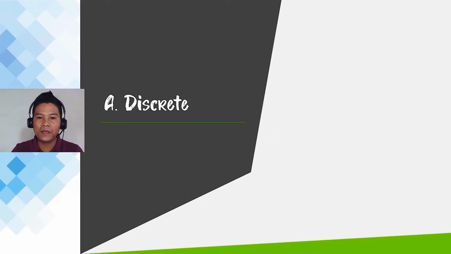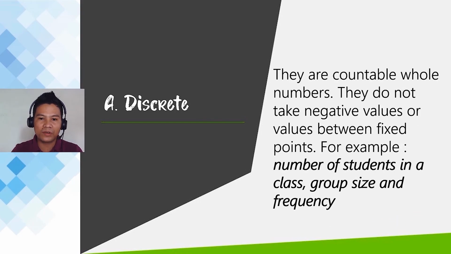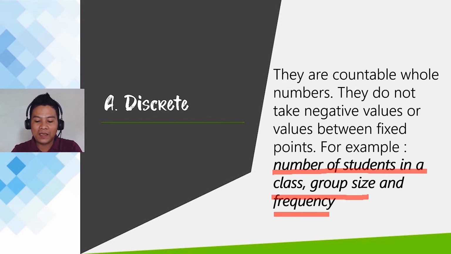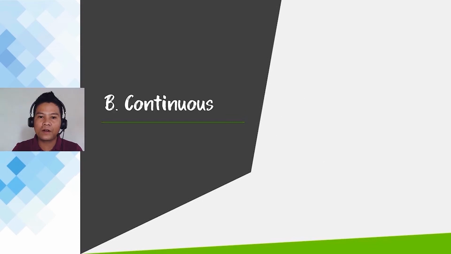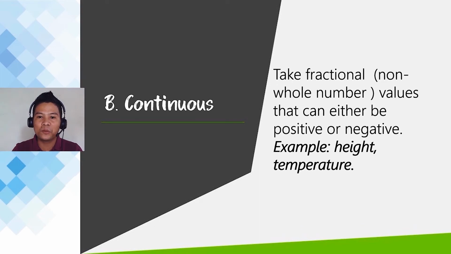Discrete variable. They are countable whole numbers. They do not take negative values or values between fixed points. For example, number of students in a class, group size, and frequency. If someone asks how many students are in TVL, you cannot report and say 44.5 students or 44 and a half students. Continuous variable takes fractional or non-whole number values that can either be positive or negative.